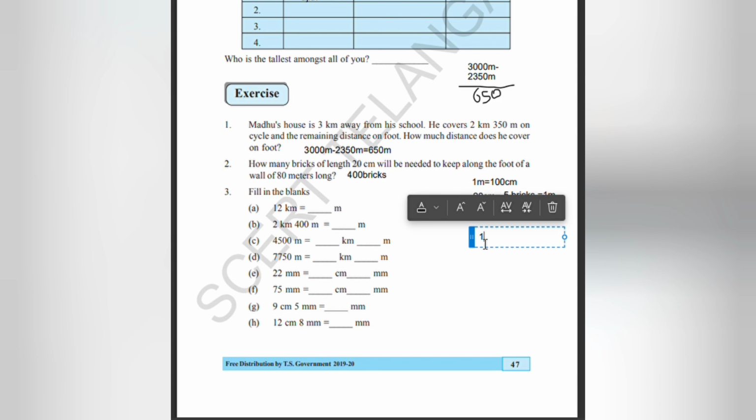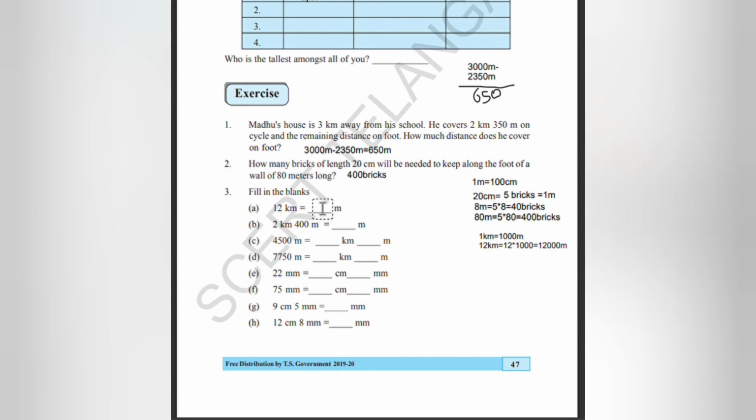1 kilometer is equal to 1000 meter. Therefore, 12 kilometer is equal to 12 into 1000, that's equal to 12,000 meter. Okay, equal to 12,000 meter. So what we have to write here is 12,000 meter.